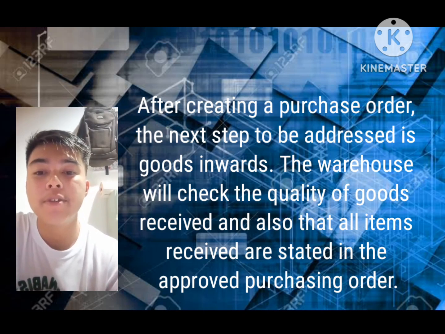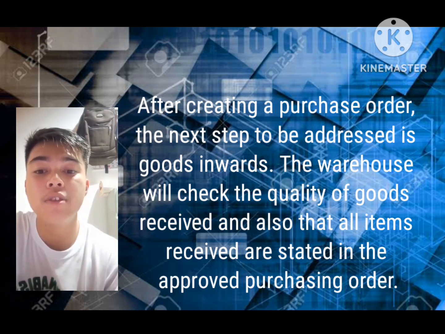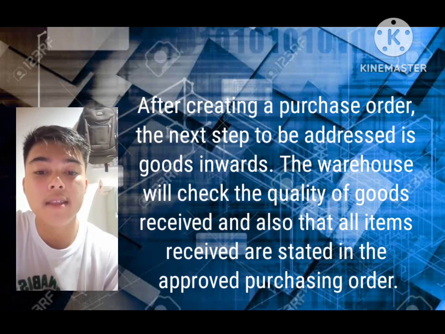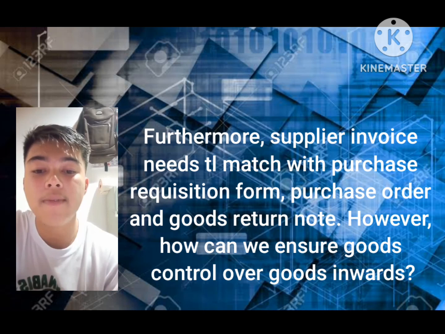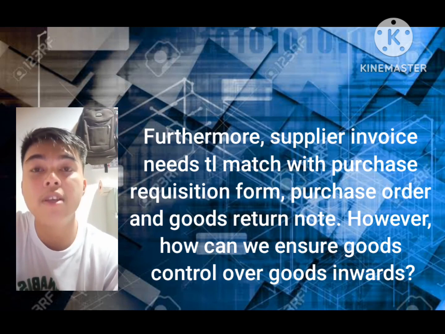After creating a purchase order, the next step to be addressed is goods inward. The warehouse will check the quality of goods received and also that all items received are stated in the approved purchase order. Furthermore, the supplier invoice needs to be matched with the purchase requisition form, purchase order and goods received notes. However, how can we ensure good control over goods inward?